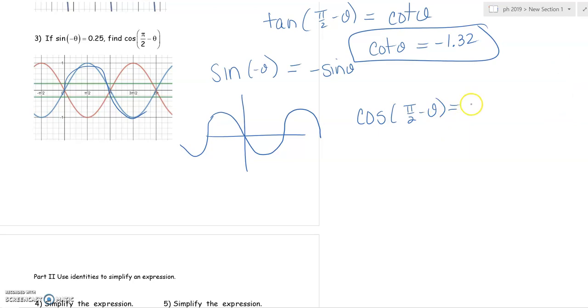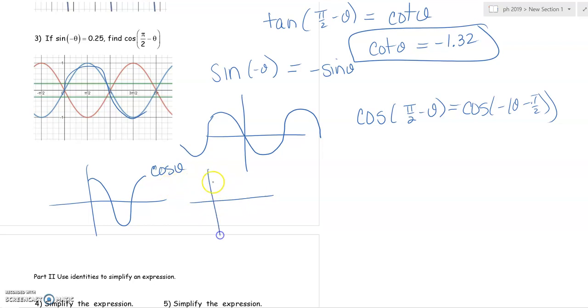Well, that's the cosine of the opposite of theta minus pi over 2. So if you take a cosine curve, there's a cosine theta, and you reflect it over the y-axis, it will look the same as your cosine curve. And then if you move it right pi over 2, notice, let's see, this would be at negative pi over 2. So you have a graph that looks like a sine curve.